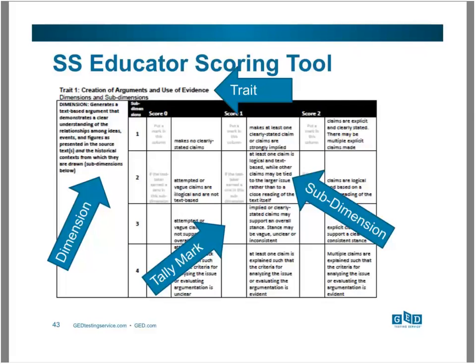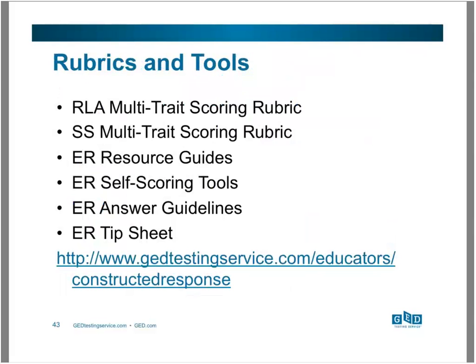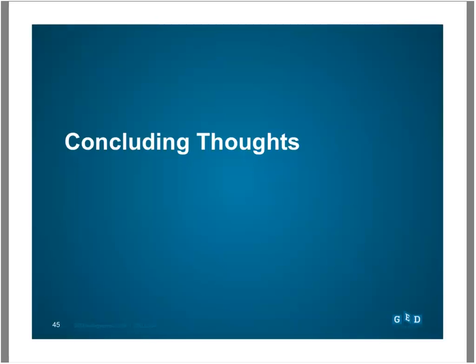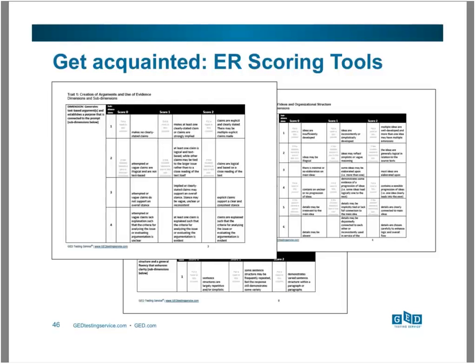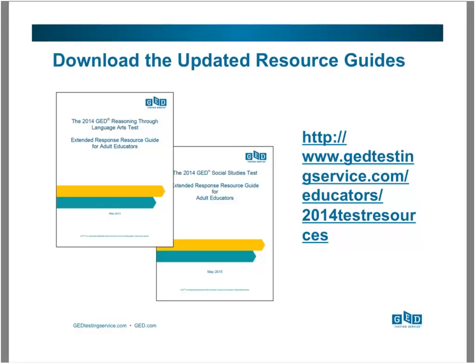The Social Studies Educator Scoring Tool is set up in the same way as RLA, so go out to the GED Testing Service website and grab those different resources that are there. You have resource guides, you have scoring tools, you have a lot of information on the site, so please take advantage of that. And as we talk for just a couple minutes about a couple of other resources that are out there, we're going to go ahead and have them start to look and gather the questions.